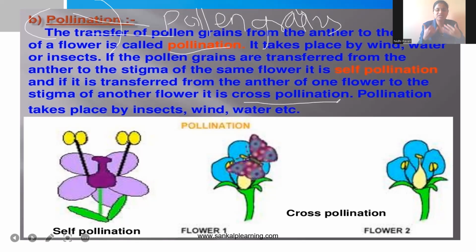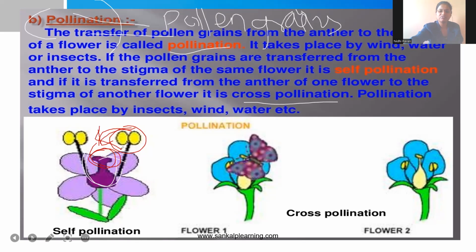Self means what? Within. If this is a flower, and this is the ovary part, this is the stigma of a flower, and this is the anther of a flower. The transfer of pollen grains from the anther to the stigma of its own flower, of the same flower, is called self-pollination.